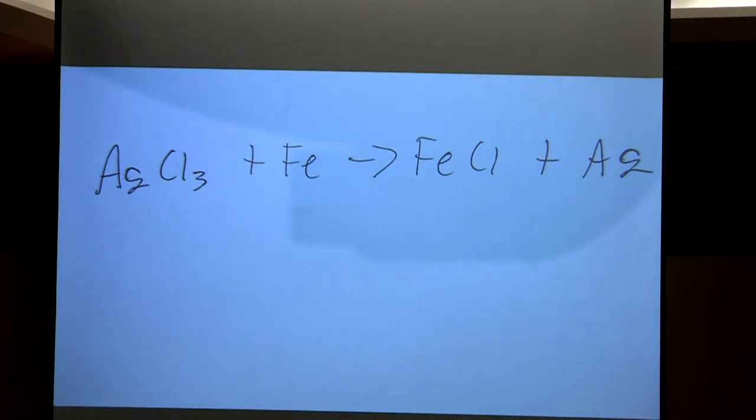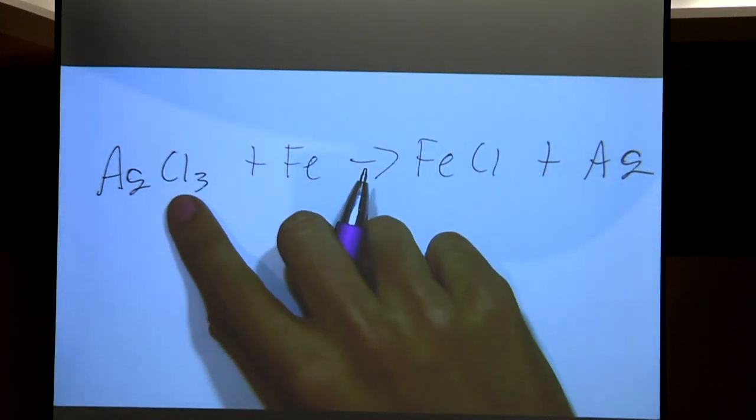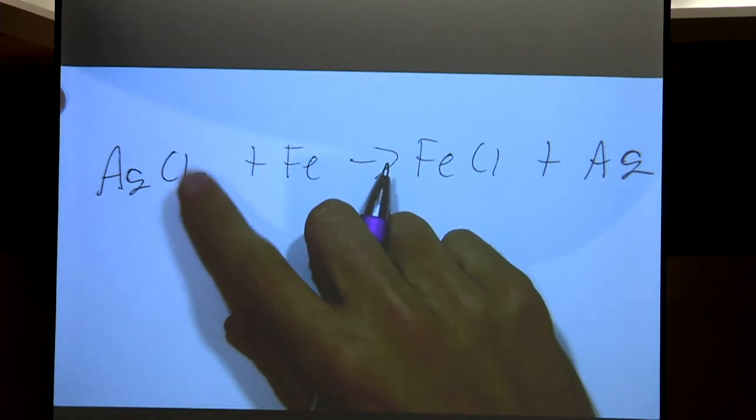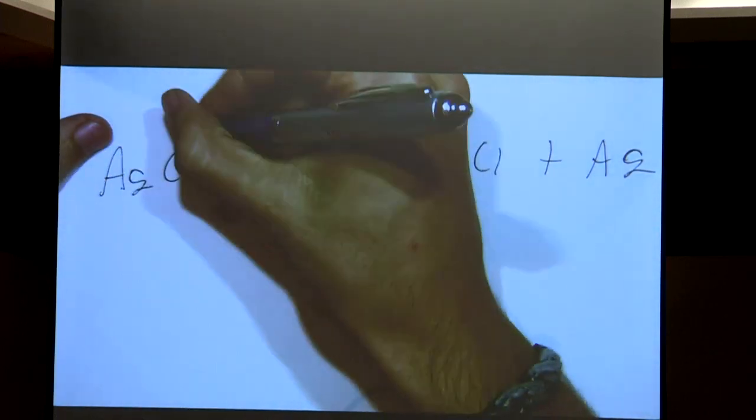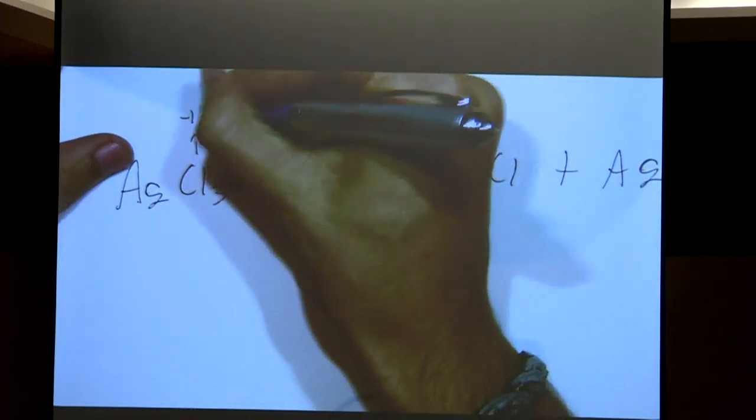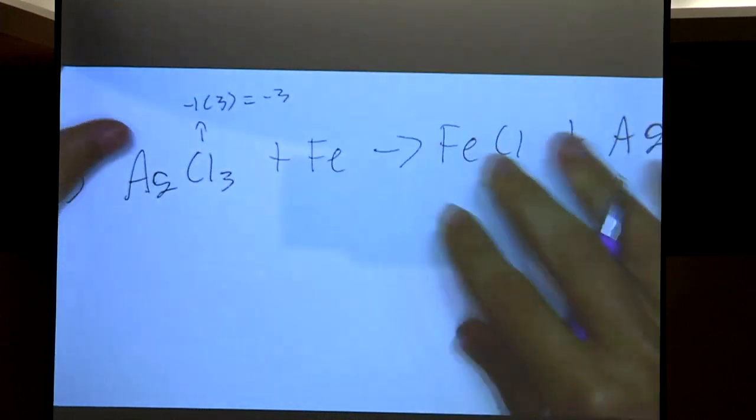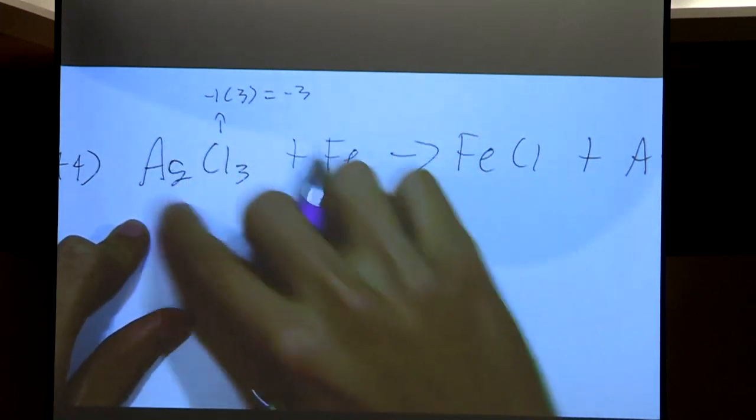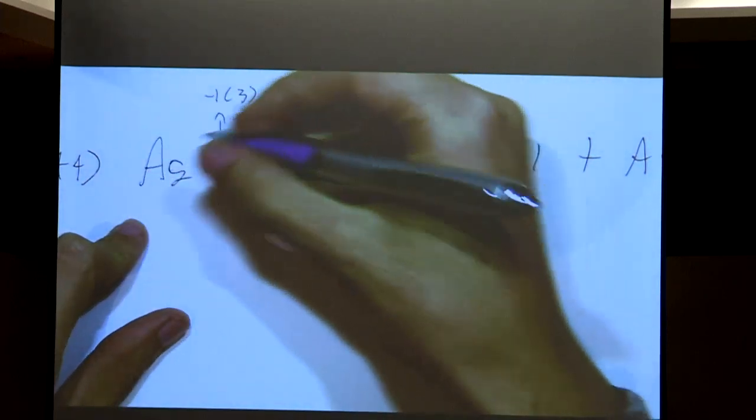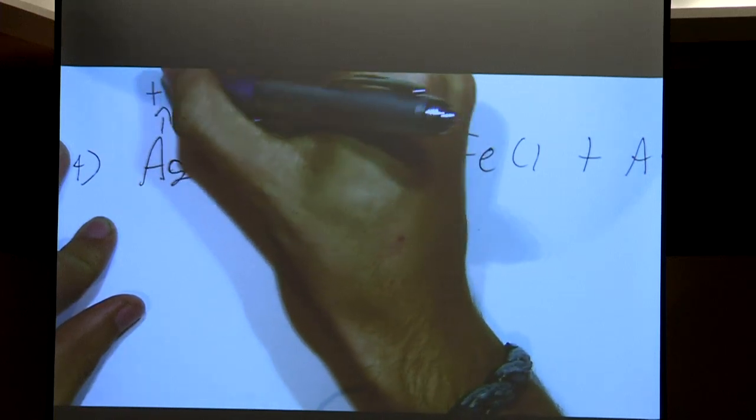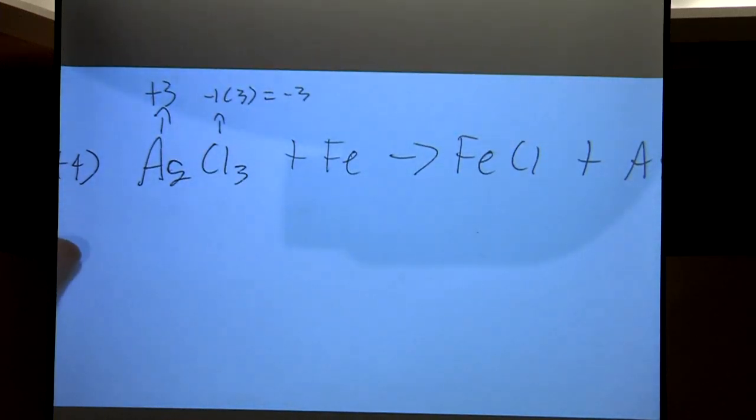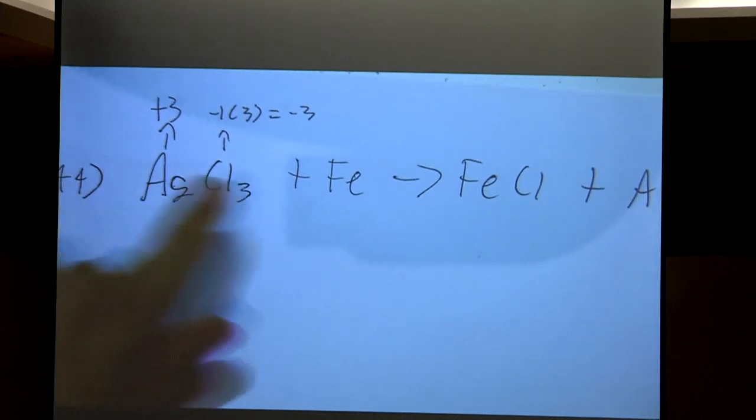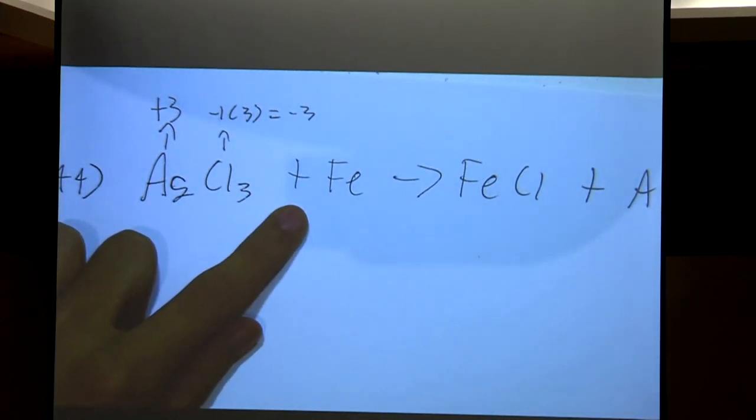So oxidation numbers, you can go through the same methodology you would to figure out the charge on something. So chlorine is a halogen. Its charge is always -1. So its oxidation number is always -1. And there's 3 of them. So -1 times 3 is -3. Silver, remember this is a neutral compound. There's no net charge. So silver has to have an oxidation number of +3. What's the oxidation number of iron? 0. Good.